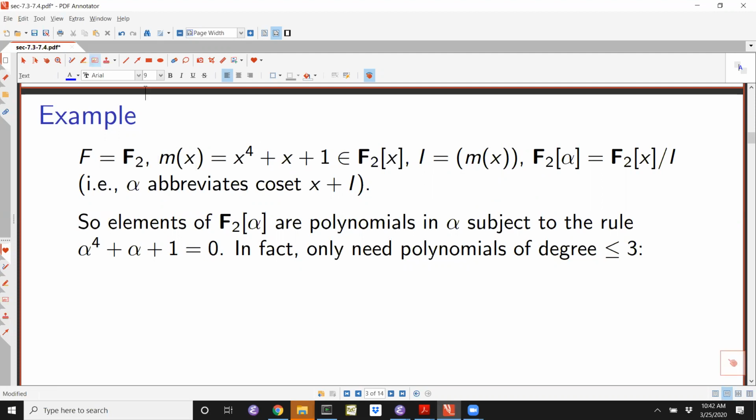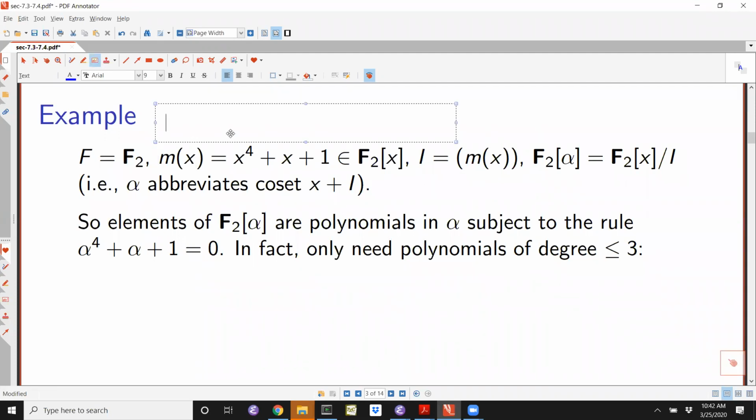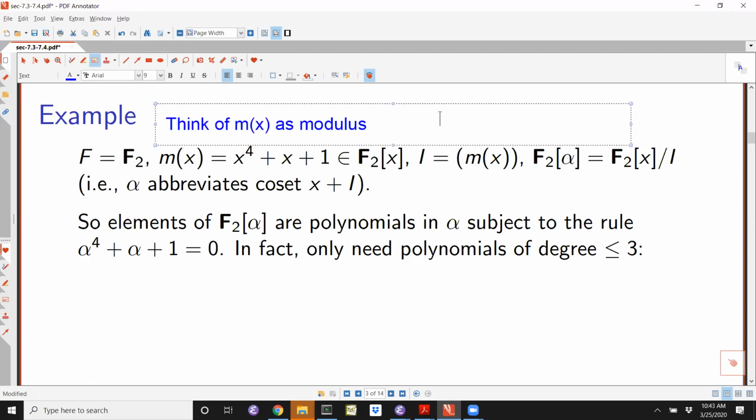And I should say why I like to use the letter M here. You want to think of M of x as the modulus. That's why we use the letter M for the polynomial that we're killing. It's because M stands for modulus, and that's exactly like the M in Z mod M. So M of x is our modulus.